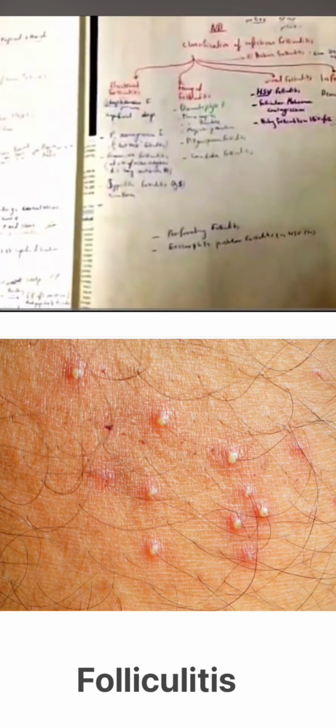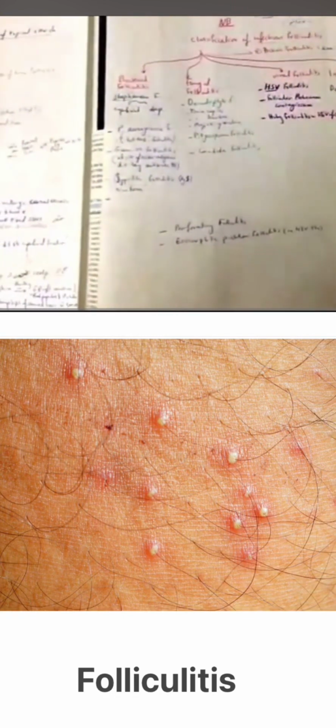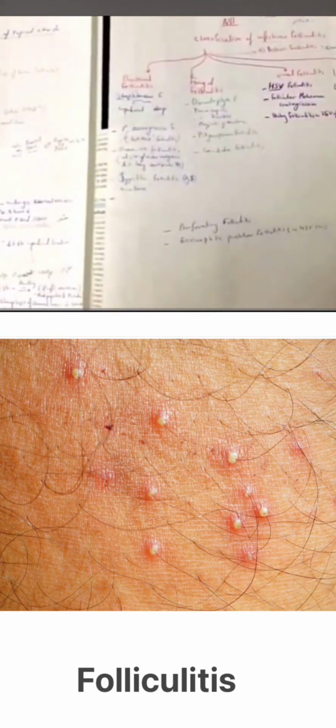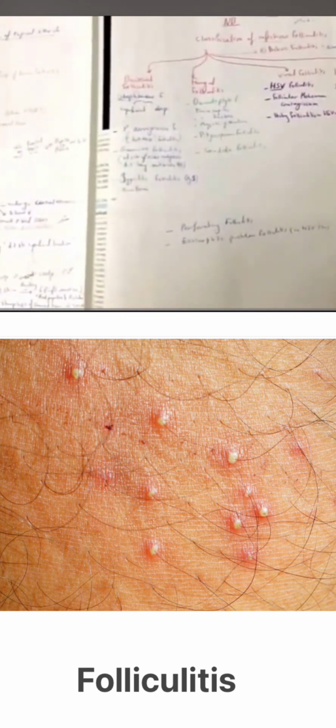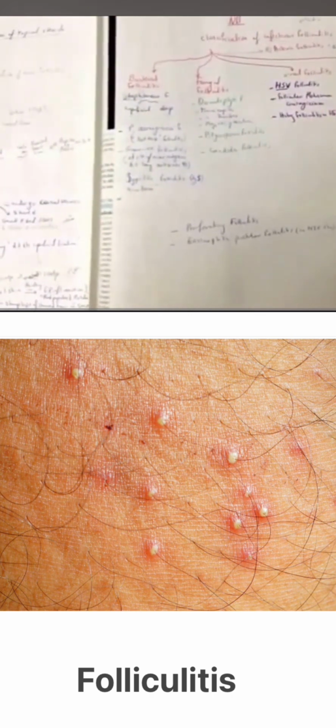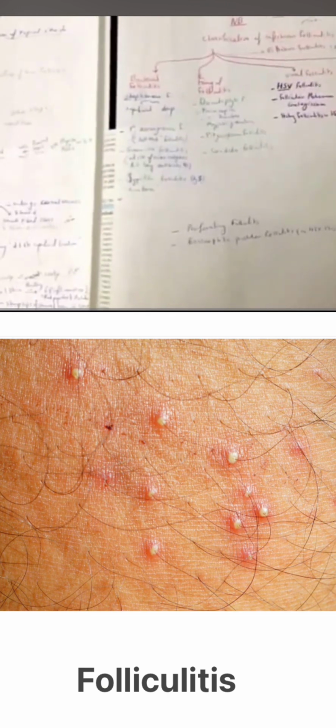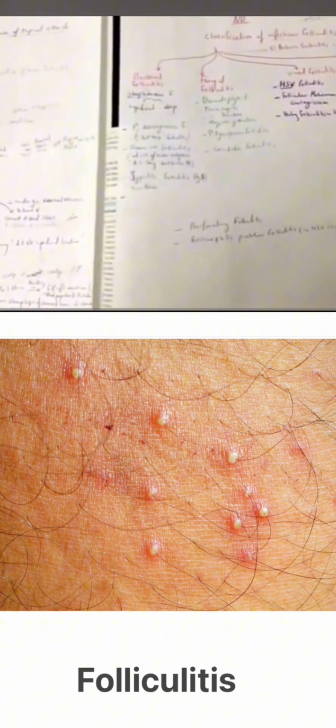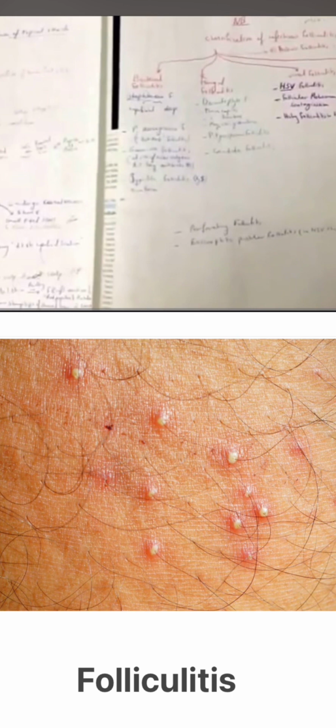Of infectious folliculitis, we will talk about the folliculitis. There is a broad classification. There is infectious folliculitis: bacterial, fungal, viral folliculitis, infestation. And there is also actinic folliculitis within 24 hours after sun exposure.